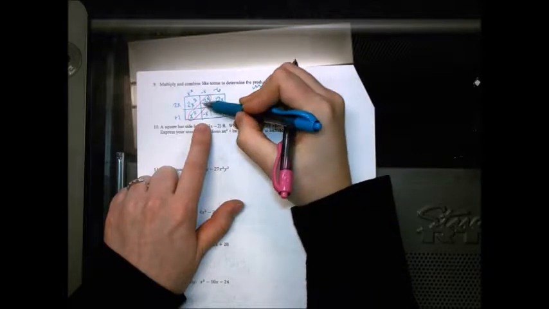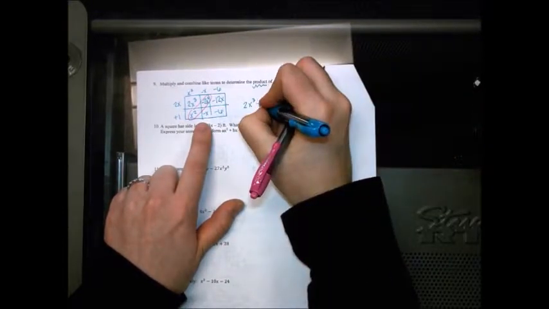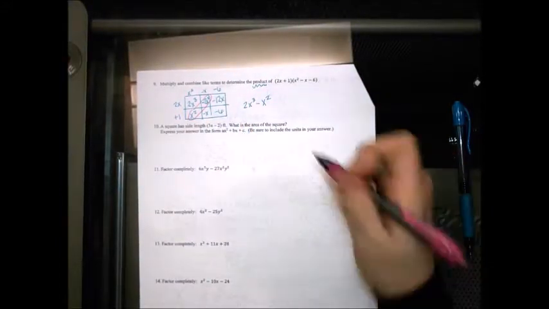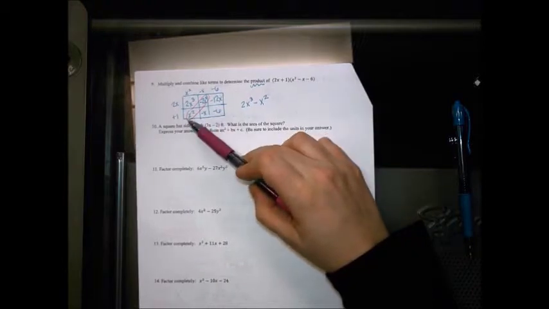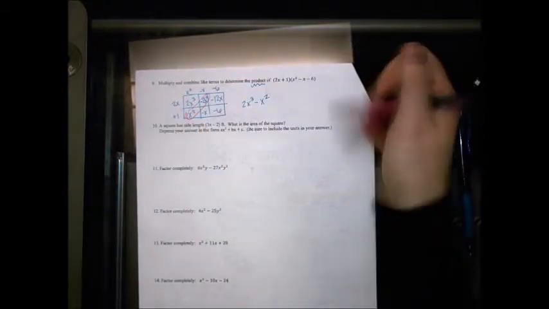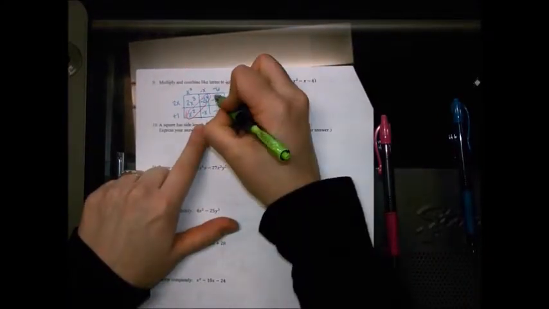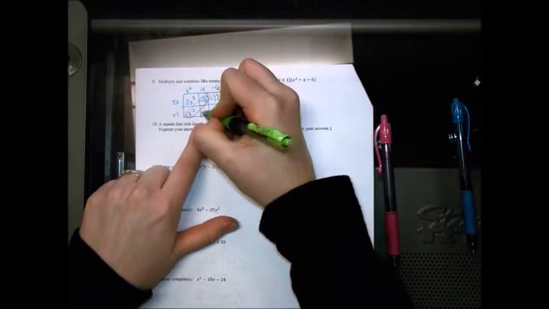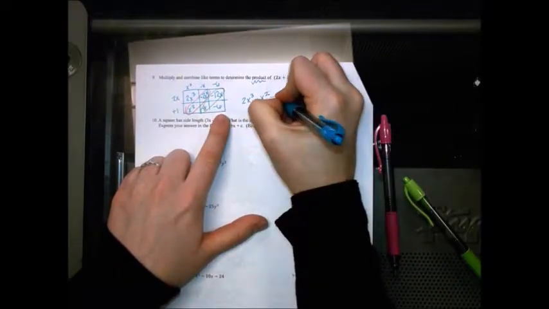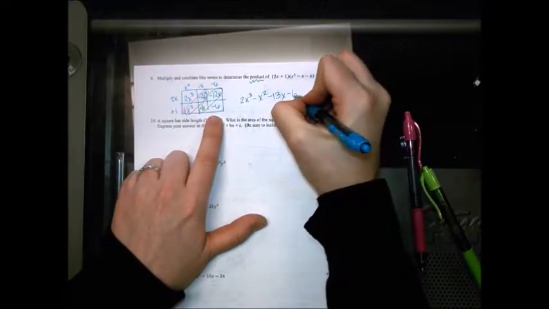X squared minus 2x squared is negative x squared, or negative 1x squared. Remember, these have opposite signs, so this is like doing 1 minus 2. The negative 12x and the negative x are also like terms, so I have negative 1 and a negative 12 gives me negative 13x. And negative 6 has no like term, so it goes at the end.